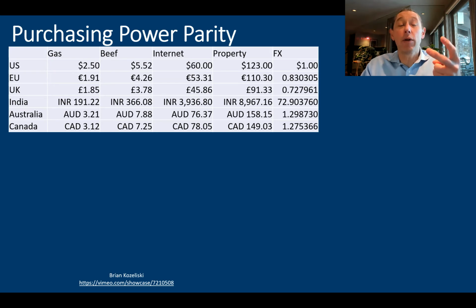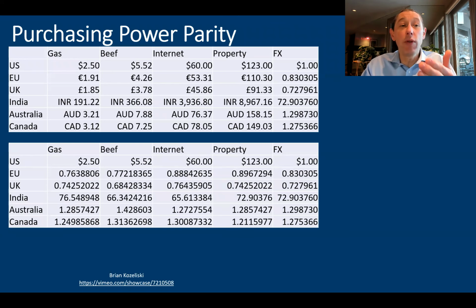So if we do that ratio, we can determine what the spot rate should be based on that one particular item. So for example, here we do that. If we look at gas in the US at $2.50, gas in the European Union at $1.91, that would imply an exchange rate of 0.76, which is different than the actual exchange rate of 0.83, implying that the euro is kind of undervalued versus where it needs to be based on the gas price. But we can also see that if we look at the internet or property, then that appears to be undervalued.